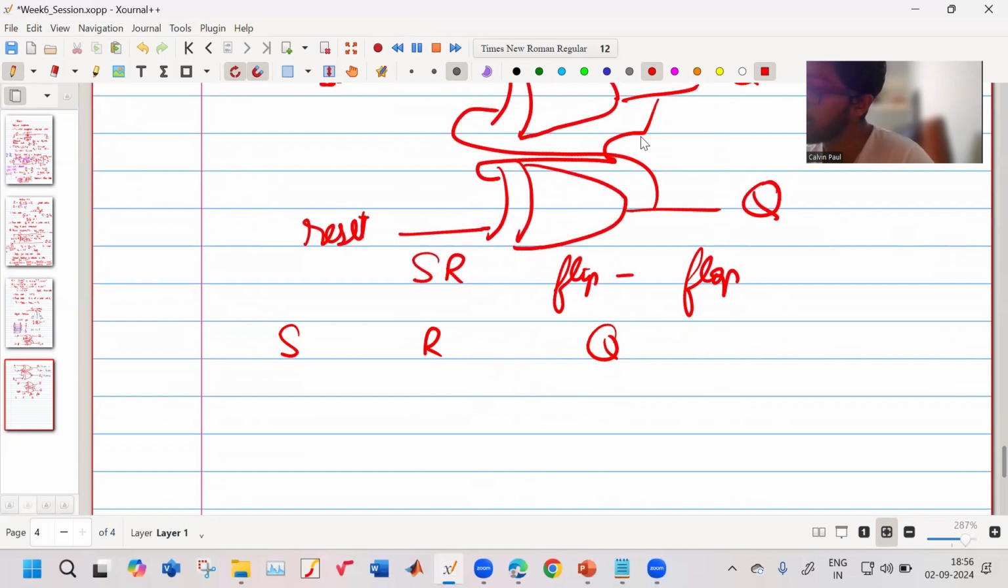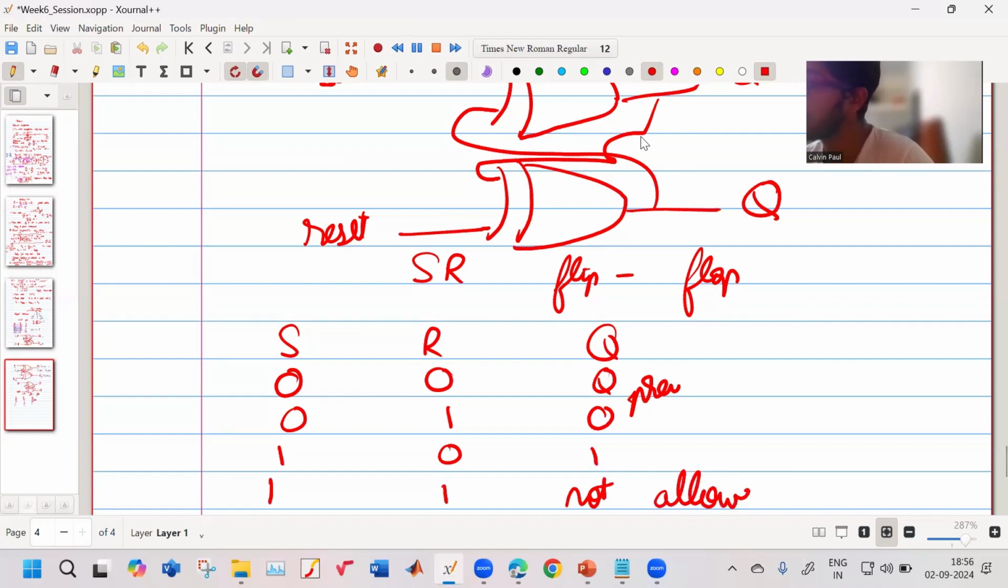So there are four cases. S can be 0, R can be 0. This could be 0,0; 0,1; 1,0; 1,1. If both S and R are 0,0, then this will hold the value Q previous. But if S is 0 and R is 1, then regardless of what the Q previous was, this will be made equal to 0. But if S is 1 and R is 0, then this will be forced to become 1. But S and R both 1 is not possible, this condition is not allowed.